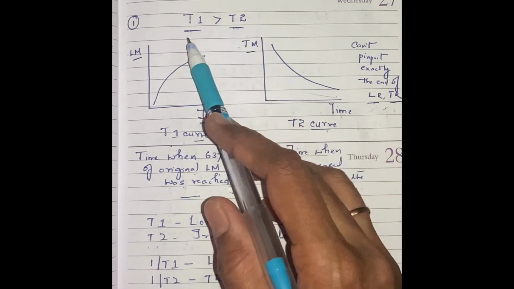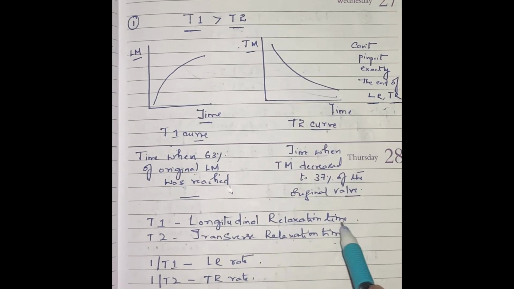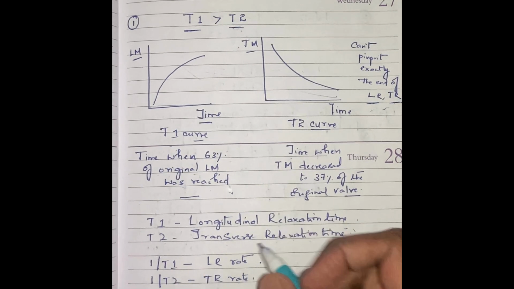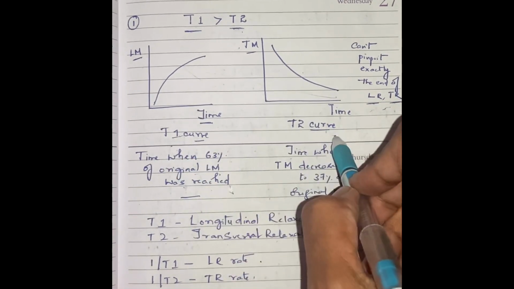Coming back to our video, here we can see T1 is more than T2. What is T1? T1 is longitudinal relaxation time. T2 is transversal relaxation time. So we cannot just pinpoint exactly the end of longitudinal relaxation or transverse relaxation.